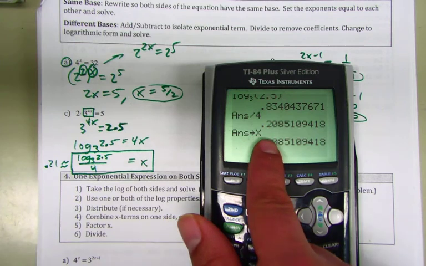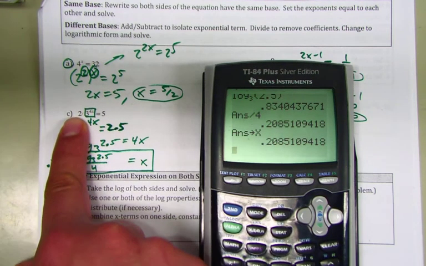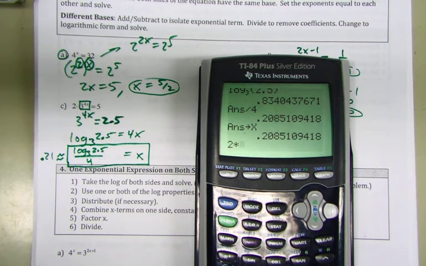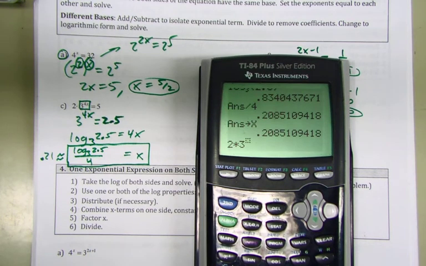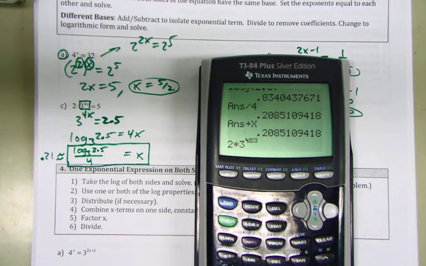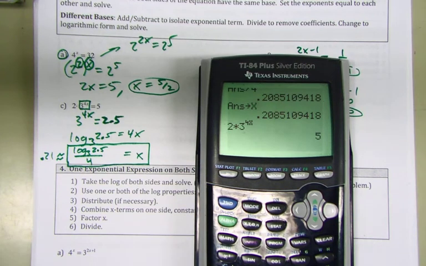Now you go back to the original equation and type in the left-hand side. So 2 times 3 to the, and I would literally type in 4x instead of typing in all the decimals. And what do we get? 5, which is exactly what needs to happen. Can you still type in all the decimals? You still could. Sure, but it takes a little bit of time. Would you get the same answer if you put in all the decimals?